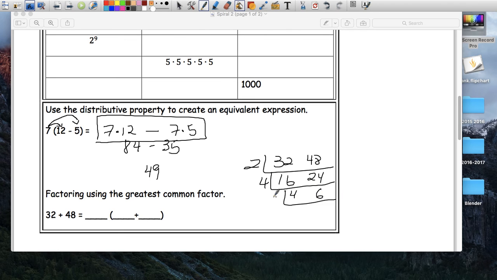I can use 2 again. 2 and 2, 2 and 3. And our GCF, these three numbers, the side numbers: 2 times 4 is 8, times 2 is 16. So 16 times, and these two numbers go inside. Let's see. 16 times 2 is 32. 16 times 3 is 48. Not bad. Okay, and there are other answers, but 16 is the biggest number. That can go outside.